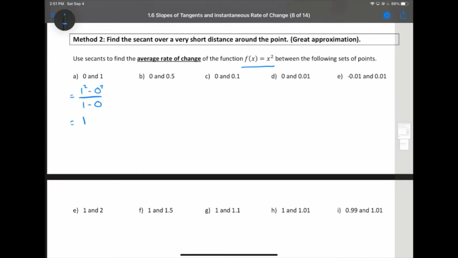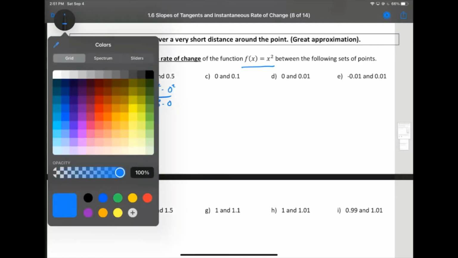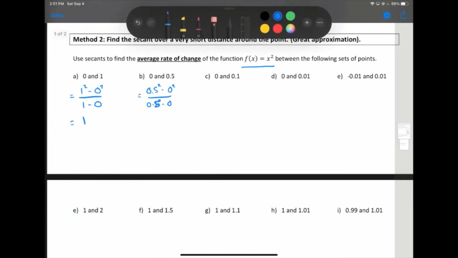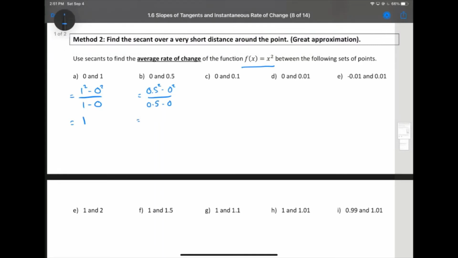Now if we do it between 0 and 0.5, it's 0.5 squared minus 0 squared over 0.5 minus 0. I'm making a mess. That's 0.25 over 0.5, which is a half.